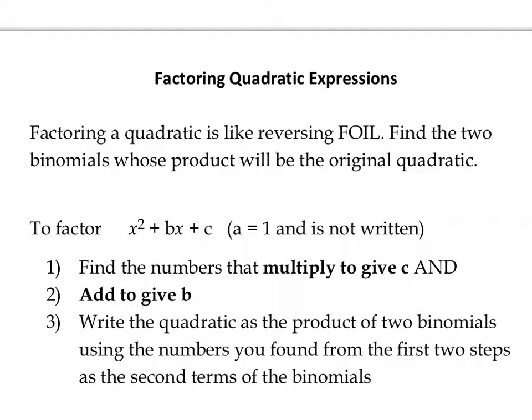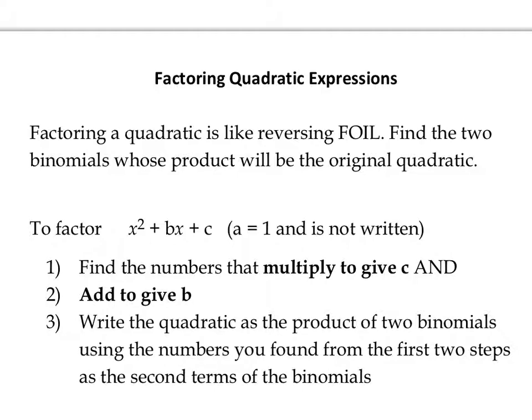If we have a quadratic expression that looks like this, x squared plus bx plus c, where we'll say that a is a 1. We're not even going to put an a there. We're just going to start with this always being a 1. The way we factor this is look for numbers that multiply to give us c, and add up to give us the b value. So numbers that multiply and give c and add up to b. And we're going to use those as the second terms in each of our binomials of our factored form.